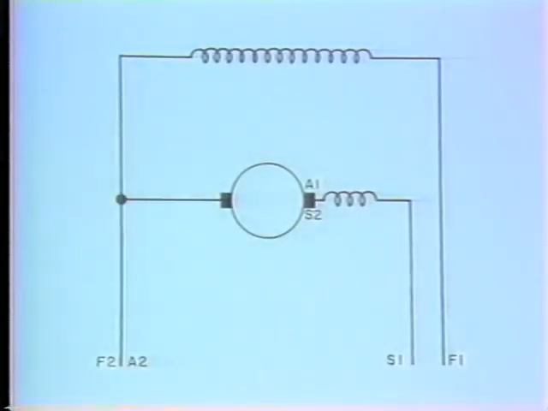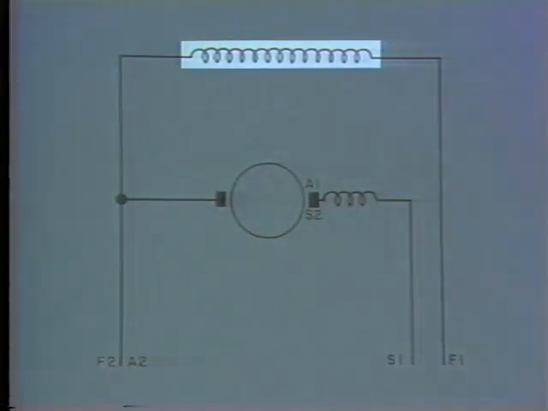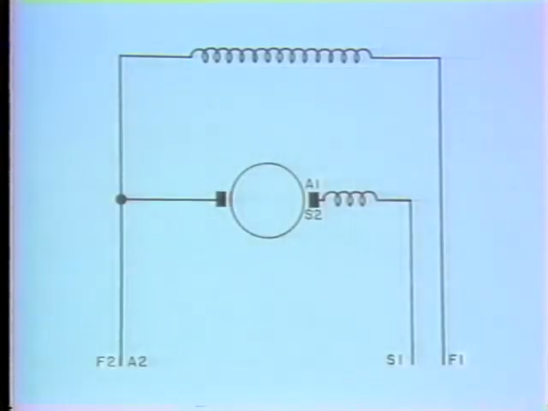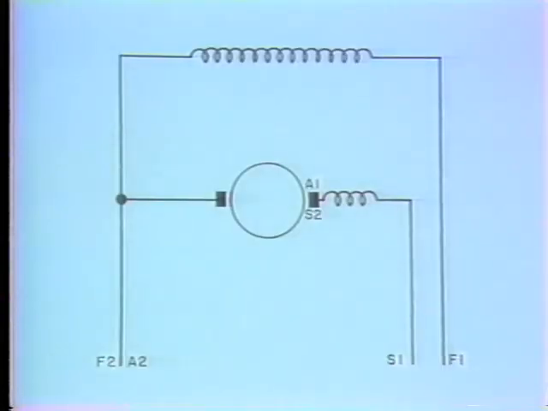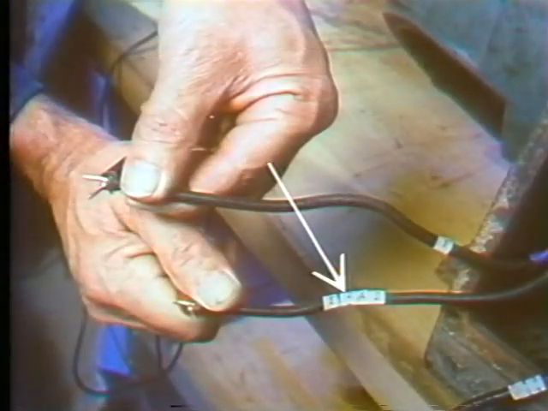Here's the diagram. As you can see, there are two paths for current flow. We have to break them up in order to check the circuits one by one. Lifting the brushes off the commutator gives us 3 individual circuits again. This time, we'll do the shunt field first. The diagram shows us we have to read through the shunt field from F1 to F2. So we need to locate these 2 leads in the motor. Here's F1 and here's F2.